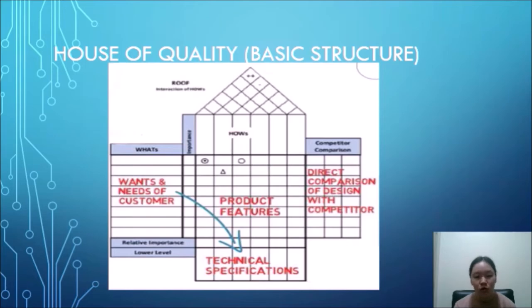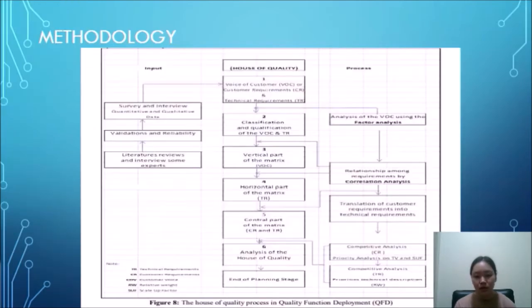This symbol shows how much the what and how are related to each other. The roof matrix here is to measure how each element of engineering characteristic is related to each other to avoid ambiguity. This figure shows the steps of quality function deployment that are being used, and every step will be dissected and explained by my group member.